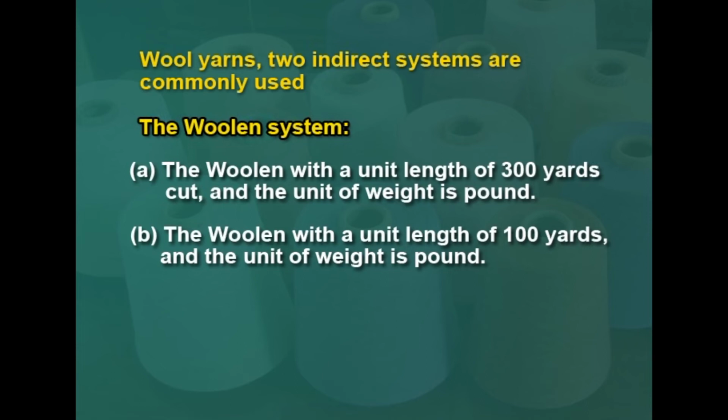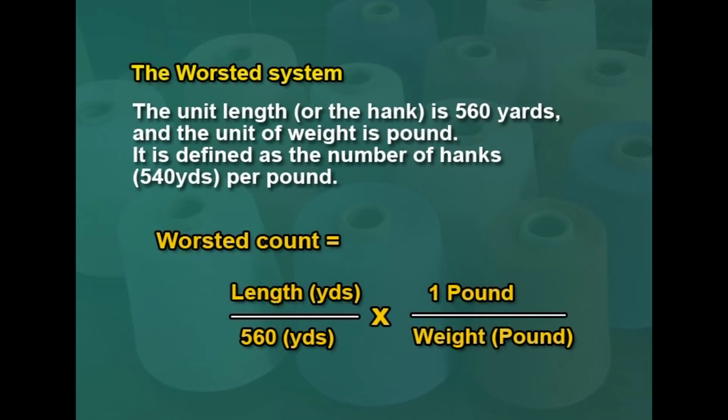And for woolen yarn, there are two indirect systems, the woolen system and the worsted system. Again, in the woolen system, we have two more varieties, where one is a unit length of 300 yards for 1 pound and the other one is 100 yards in 1 pound. In the worsted system, it is 560 yards that we consider to 1 pound, that we call a count. So, the same formula is applied here also. In place of the yards or the length, it has to be varied.